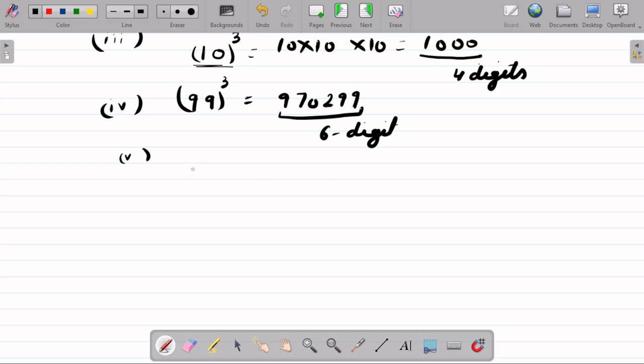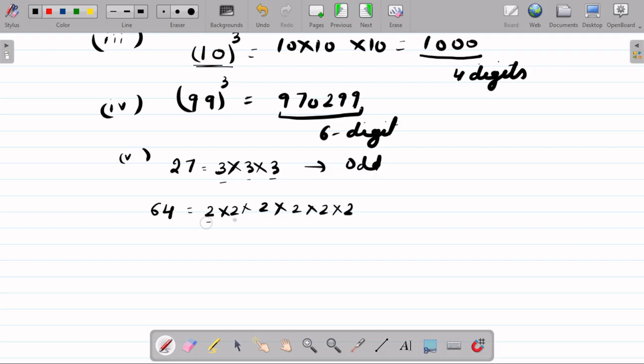See, take one example like 27. 27 can be written as 3 into 3 into 3, which is odd. Means the number of factors are odd. 3 factors, they are odd. An example of 64 can be written as 2 cross 2 cross 2 cross 2 cross 2 cross 2. Now count the number of factors.